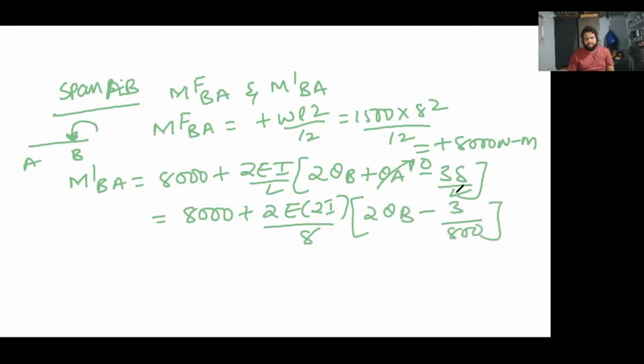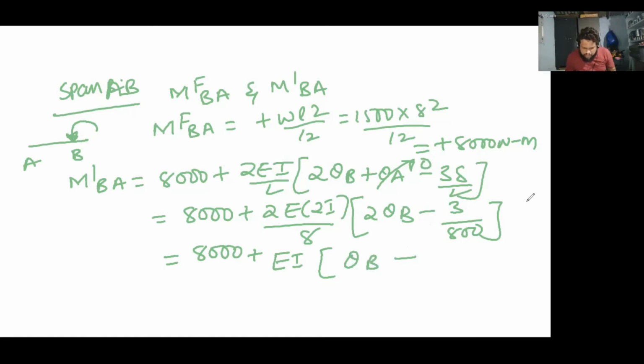So 1 by 100. So length is 8 meters. So 8 into 100 is 800. So that is 3 by 800. Okay. Now if I rewrite this equation, 8000 plus, and if I take EI common, so 2 2s are 4, 4 2s are 8, 8 8 will get cancelled. So this will become 8B minus, again 2 3s are 6, 6 by 8 is 2 by 4.